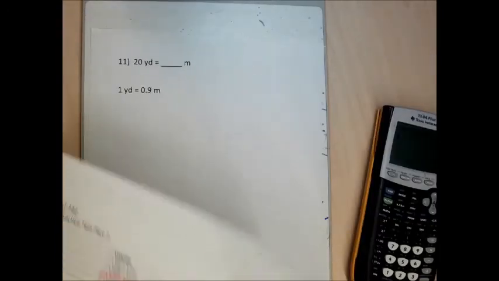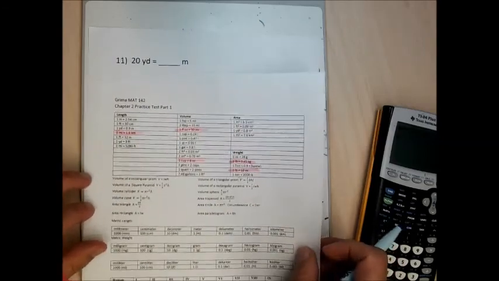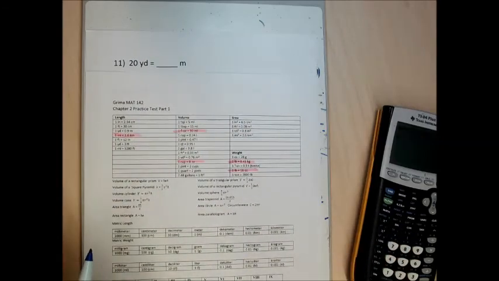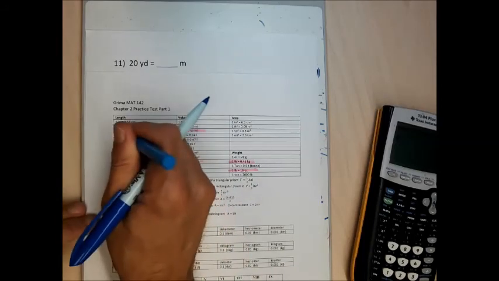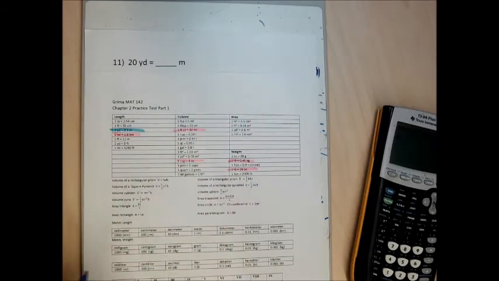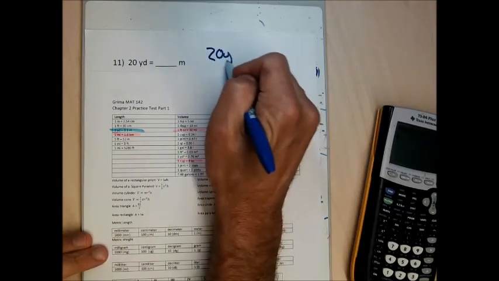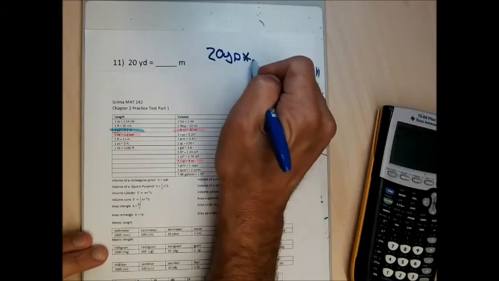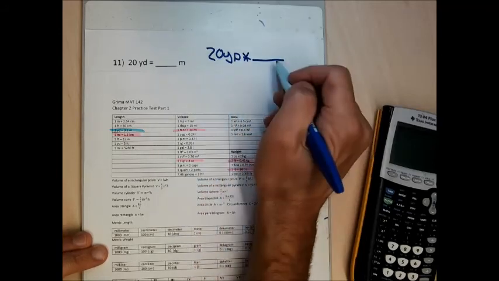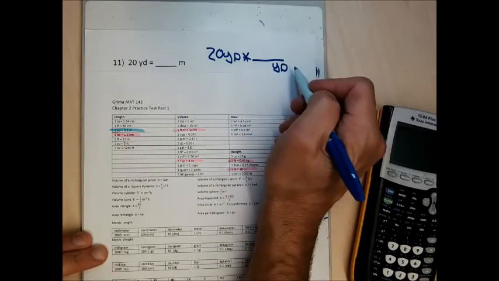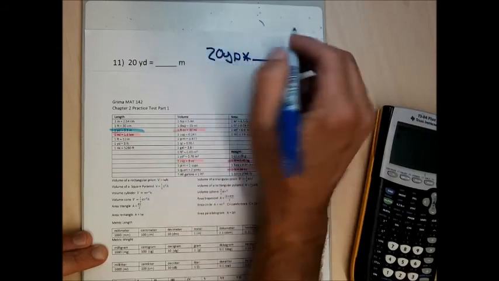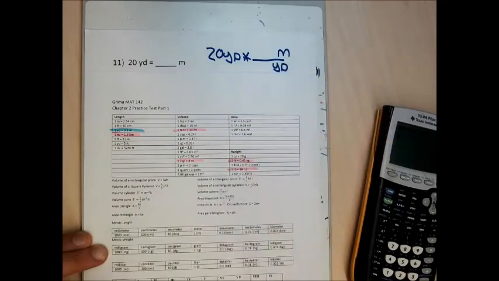When I go to do number 11, I'm converting from yards to meters. This is length, and the beautiful thing, there is this wonderful relationship between yards and meters. I found the unit that relates yards and meters, so I'm going to use that 1 yard is 0.9 meters. For this problem, I'm starting off with 20 yards. I multiply by a fraction. I want to get rid of yards, so the yards go in the denominator. I want to end up with meters, so the meters go in the numerator.